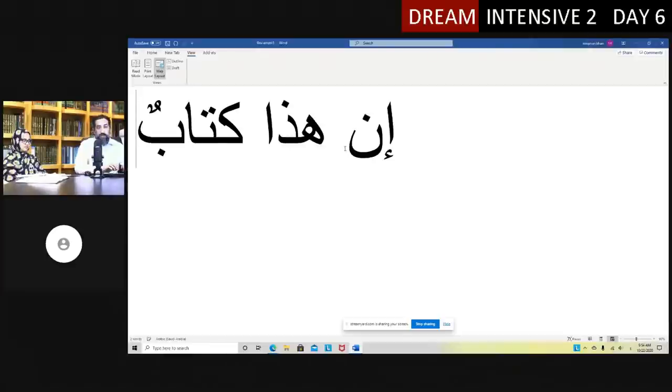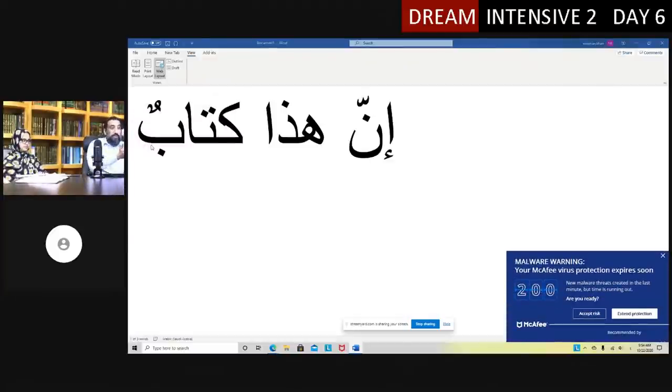kitabun. Right? You said inna makes the next word nasab. Everybody knows that, right? So hadha became nasab. But it should match with the next word? No, it's not supposed to match with the next word. It's supposed to match with the musharun ilayh. But kitabun is not musharun ilayh, so it's not going to match with it.